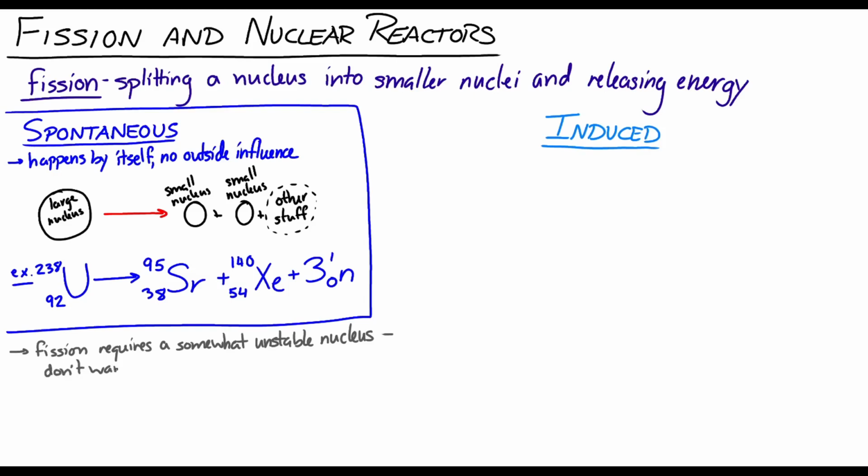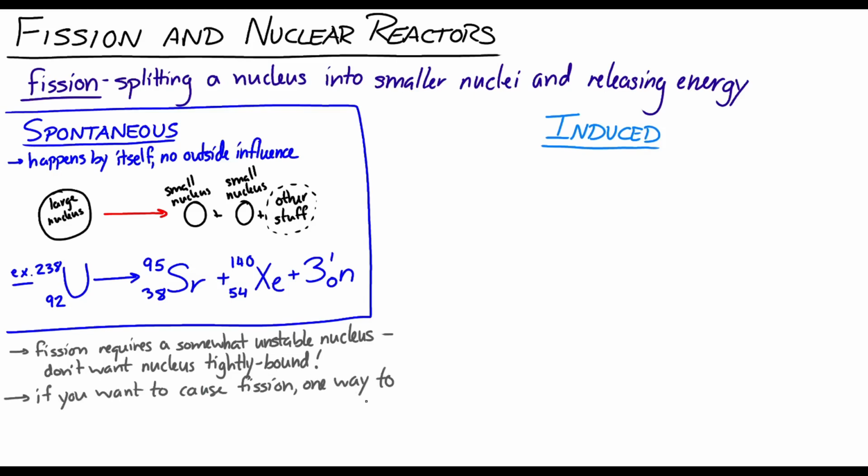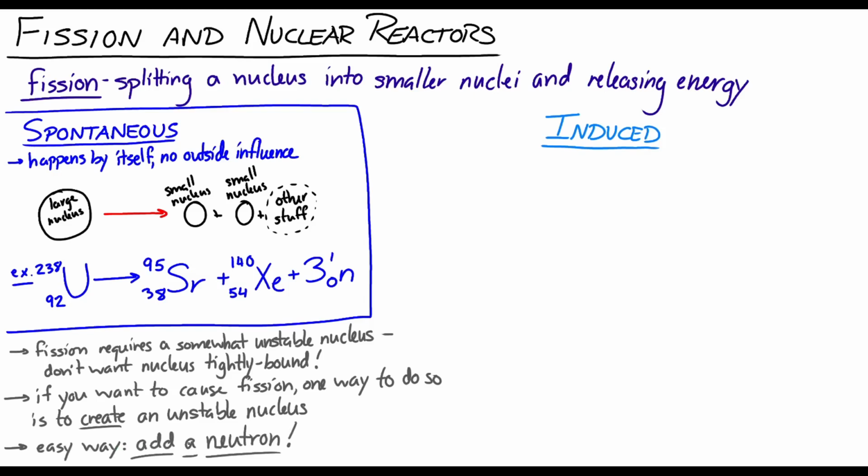Now, fission requires you to have a somewhat unstable nucleus to begin with, because a very tightly bound nucleus is unlikely to split. So if you were trying to cause fission to happen, one way is to create an unstable nucleus. And the easiest way to do this is to add a neutron, because a neutron has no charge. As opposed to a proton, which would have to overcome the Coulomb repulsion if you sent it into a nucleus, a neutron has no charge and it can just fly into the nucleus.